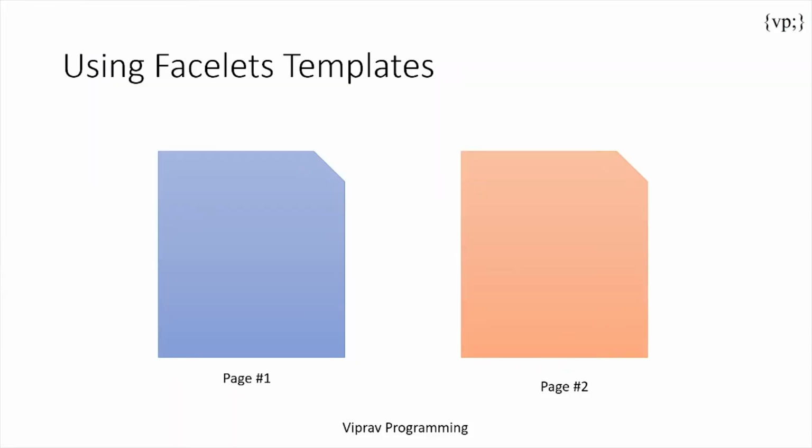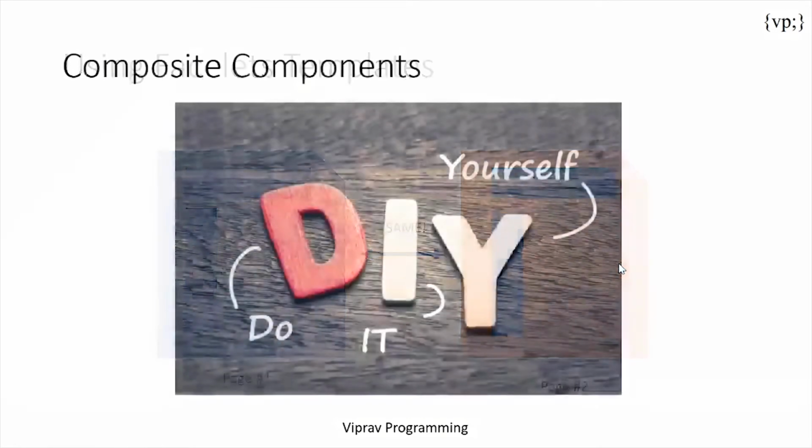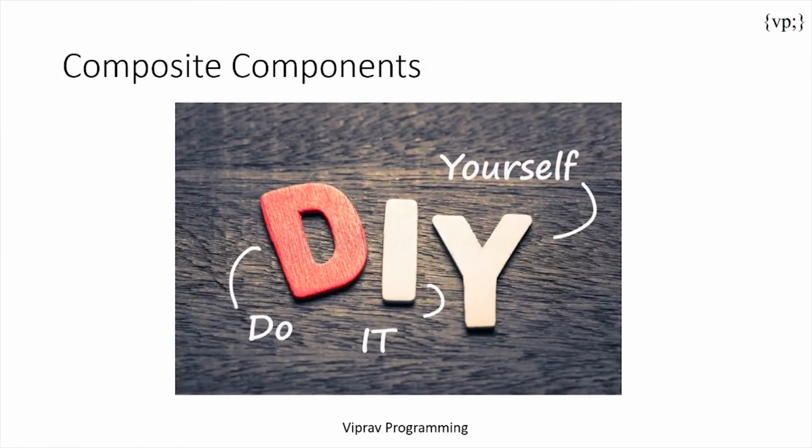Now that we're done with that example, let's take a look at a few more things that Facelets have to offer. Templating allows you to reuse code instead of creating multiple similar looking web pages. For example, if you have a similar top left or main section, you can then use that template in the next page. Then there's composite components, which are customized user components.